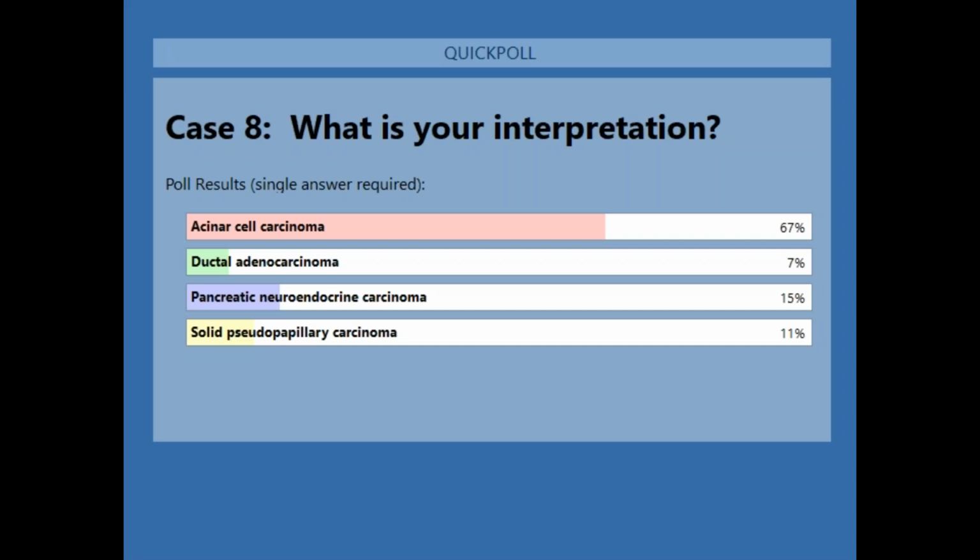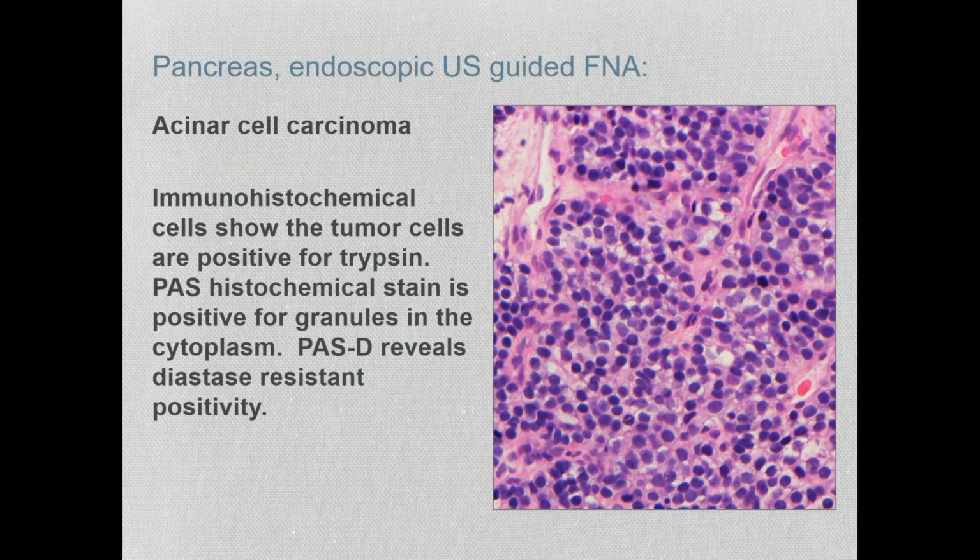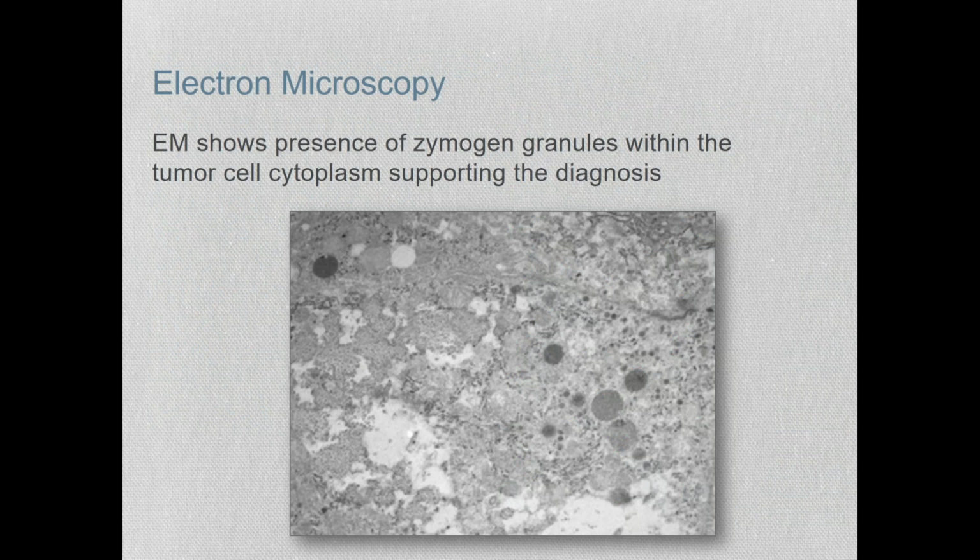Okay, very good. 67% are calling this acinar cell carcinoma. Excellent choice. This is an acinar cell carcinoma. It's a very rare type of lesion. The immunohistochemical stain shows that this was positive for trypsin, and the PASD reveals diastase resistant positivity. We did do electron microscopy just for teaching. In this case, it shows the presence of zymogen granules within the tumor cytoplasm, which supports that diagnosis.